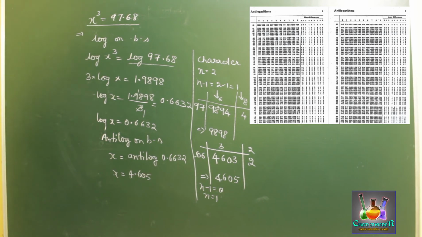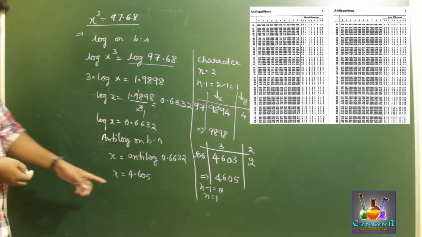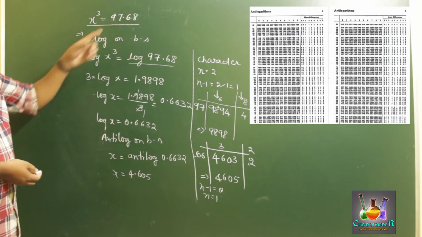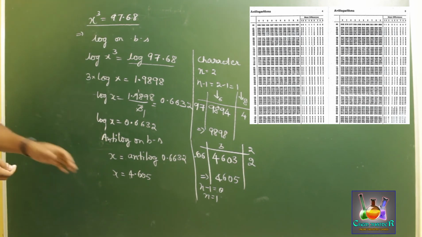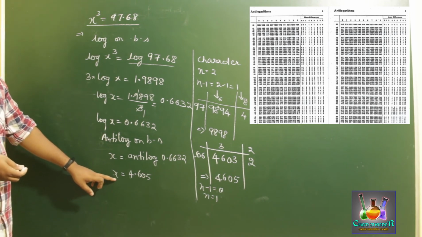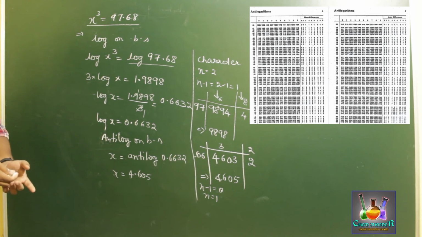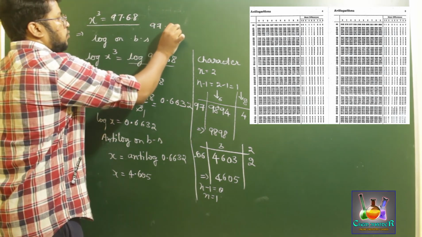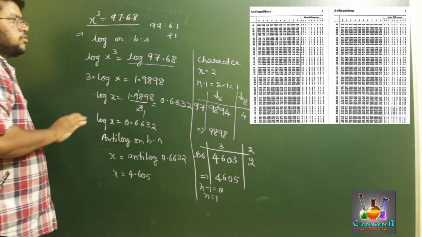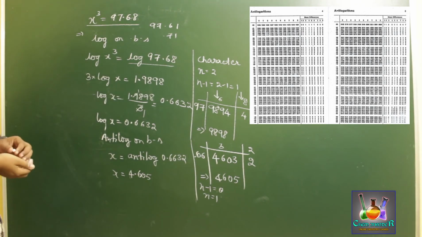If you observe, for cross verification, 4 cube is 64 and 5 cube is 125, therefore we get almost 4.6 for the cube root of 97. So 4.6 the whole cube will be around 96 or 97, and 4.605 the whole cube will be around 97.68. If you have doubt while calculating this value, just cube it: 4.605 into 4.605 into 4.605. If you get any value almost nearer to this, like 97.61 or 97.71, then you are getting an approximately exact value.